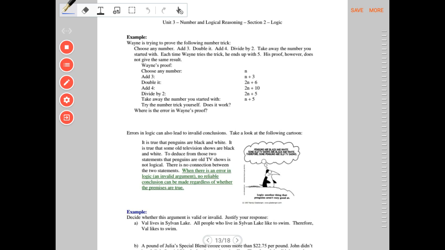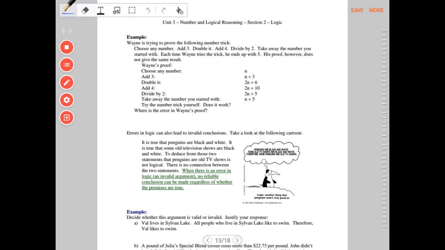He chose a number, he called it n, because it could be any number. n plus 3, good. Doubled it, 2n plus 6, added 4, 6 and 4 makes 10, because we can't add the 4 to the 2n, because they're not like terms. Divide by 2, and take away the number you started with. So 2n take away n gives me n plus 5. So that's not 5.